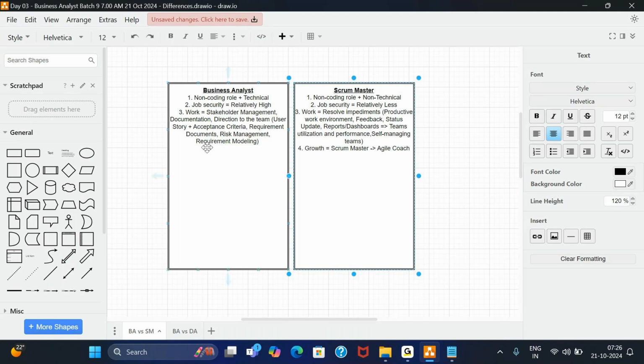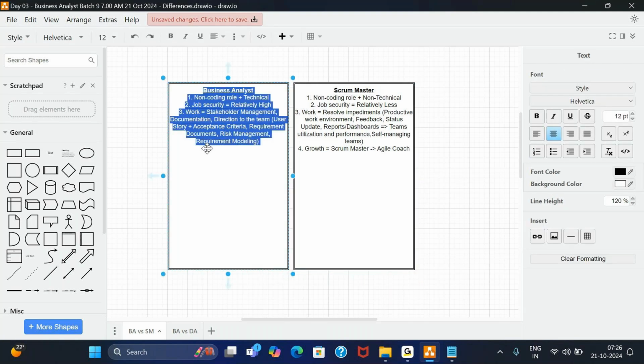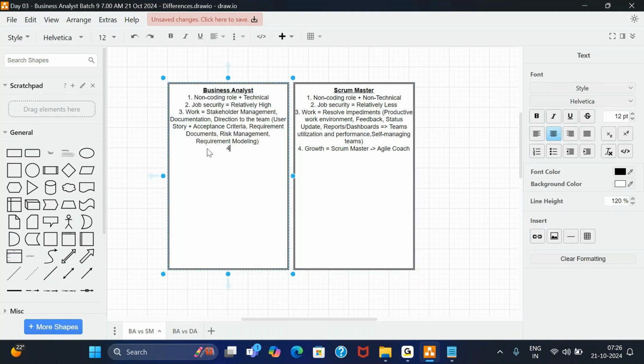But what happens for a business analyst, like we discussed? When it comes to growth trajectory, you may start as a BA, senior BA, or lead BA, but let's assume that all of this is covered under business analyst, right from being a junior to senior to a lead kind of BA.